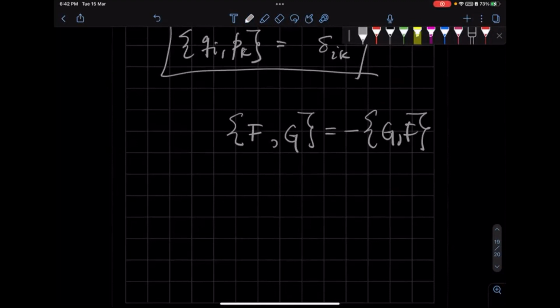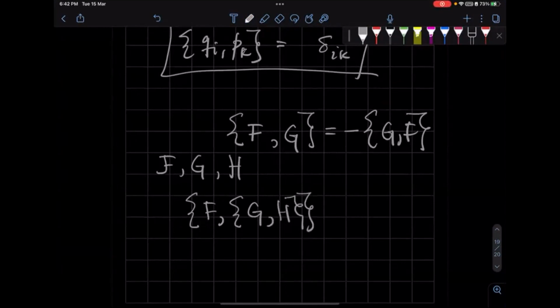And then you can also verify that if you take two functions, f, g, and say h of p and q, and you compute {f,{g,h}} plus cyclic combinations, then that gives you 0. So the Poisson bracket is also a Lie algebra. Okay, so there's a Lie algebra underlying the geometry or the symmetry of phase space. Okay, any questions?